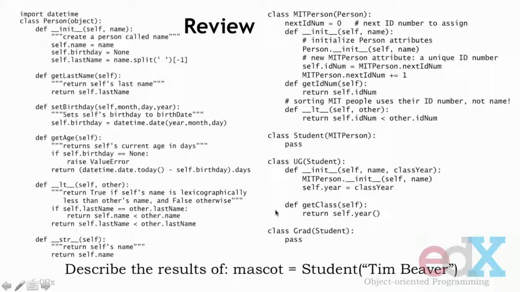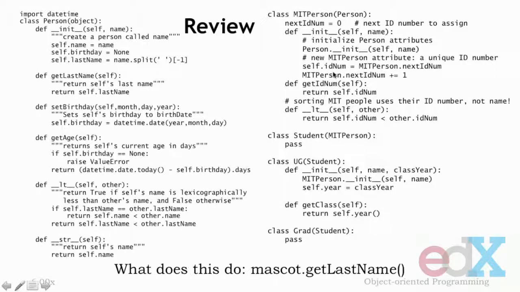So if we ask what mascot is, it's an object of type student, and it has 4 instance variables: name, birthday, last name, and IDnum. So what does this do? mascot.getLastName, a procedure call. The dot, let's remind ourselves, is the attribute operator. What we'd like to do is get the getLastName attribute of the mascot object and then call it as a procedure. So we need to figure out how Python does that.